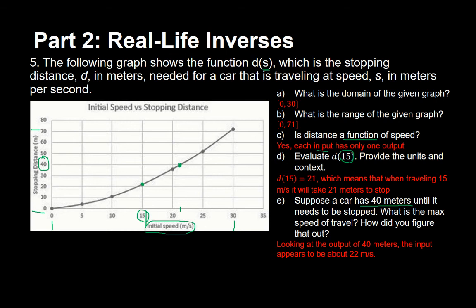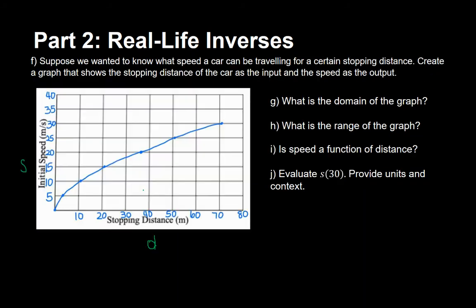So for example, that point I was just saying, (15, 21), is going to switch and become (21, 15). So about 21 and then up to 15. Okay, so what is the domain of the graph? So we're going from here to a little over 70, so about 71, so 0 to 71. And we should notice that was the range of the first graph. So they get switched. And that's because we just basically switched the variables. We switched the input and the output.